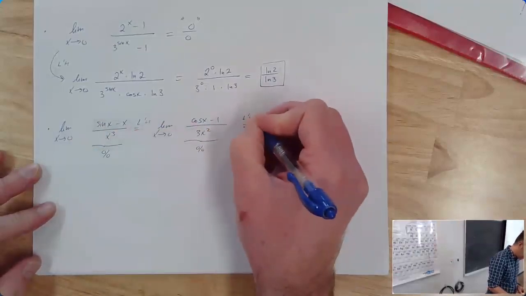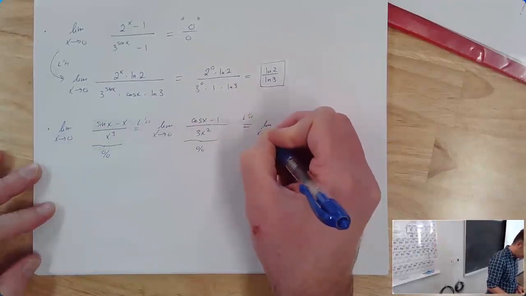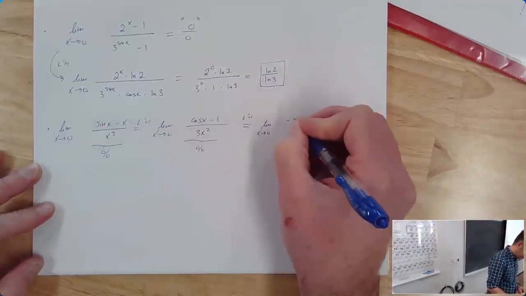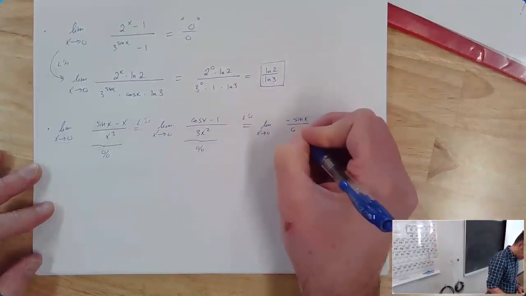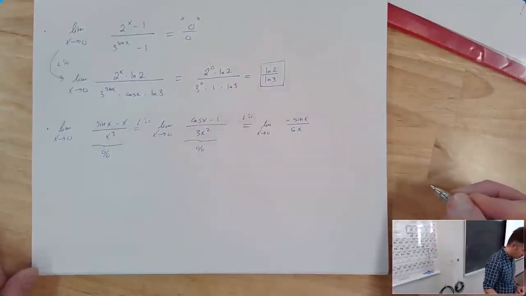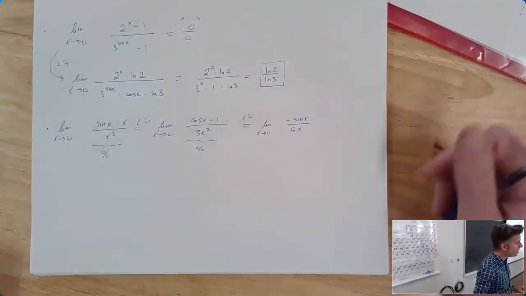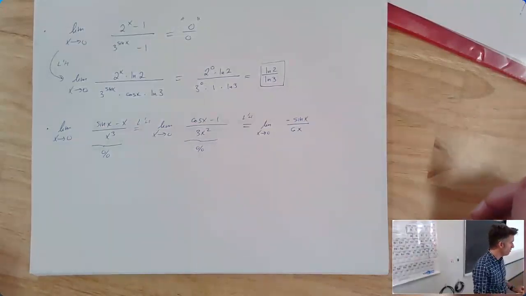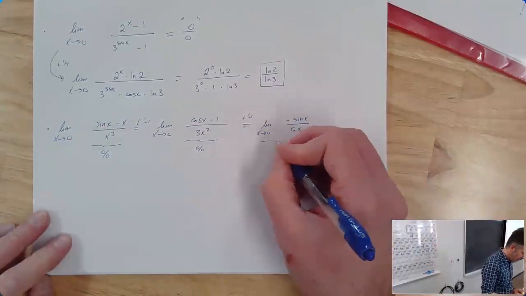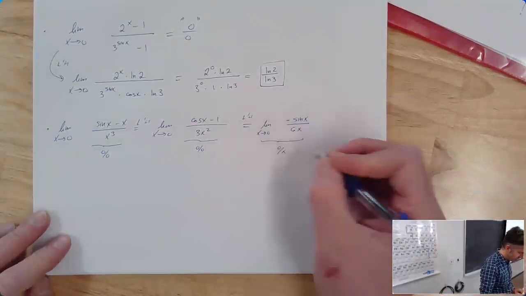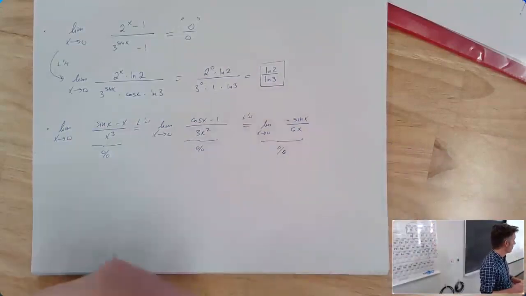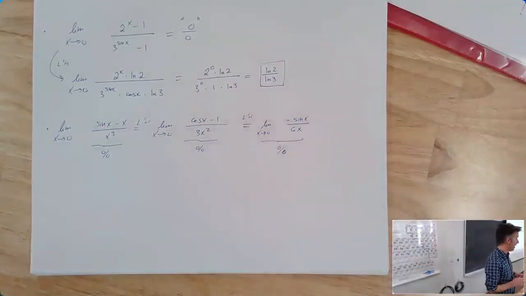Do it again. You get the limit as x goes to 0 of negative sine of x over 6x, which still is 0 over 0. Now, at this point, you could, if you wanted to, not use L'Hopital's rule again. You could say, I see a sine x over x. I know that if x is going to 0, sine x over x goes to 1. So this would be negative 1/6 times 1. But we've already done L'Hopital's rule 2 times. We might as well do it one more time.